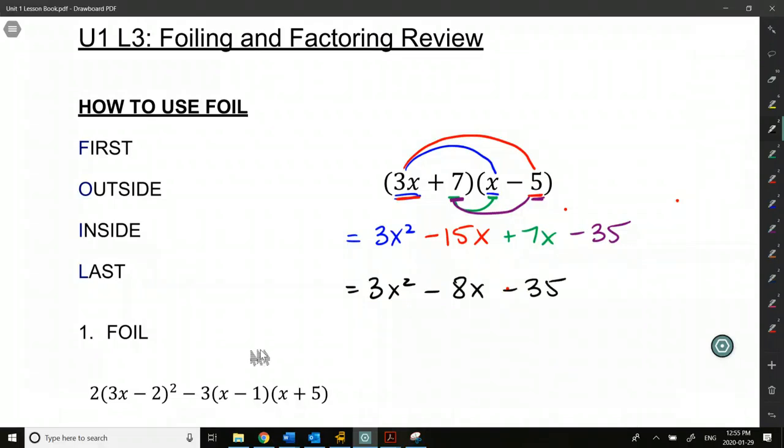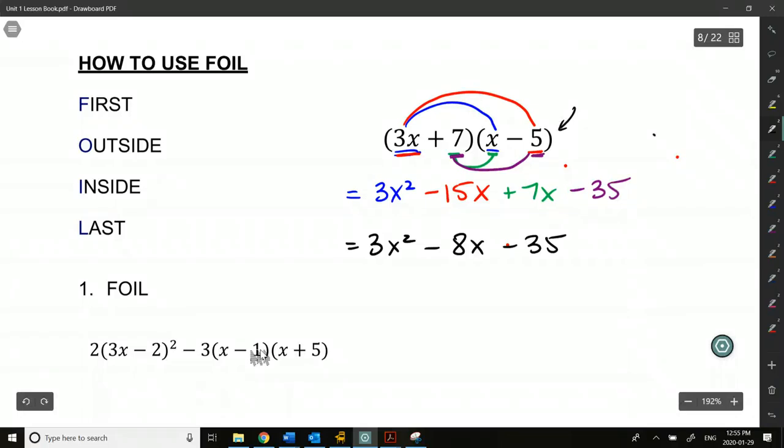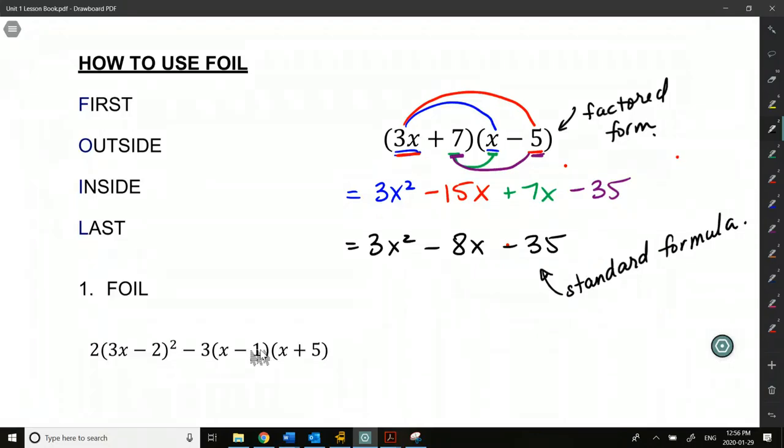Negative what? Positive 7 times negative 5. Okay, so make sure you keep the signs with those things that you're multiplying. Okay, and then, so we've just put something from factored form into standard form. If you remember your different forms of a quadratic from last year. So this is factored form. And this is standard form. Wait, standard form is like the quadratic formula, right? Like a, b? Yep. ax squared plus bx plus c. Yep. Oh, sorry. I put formula, standard form.